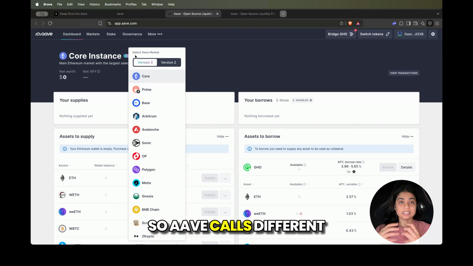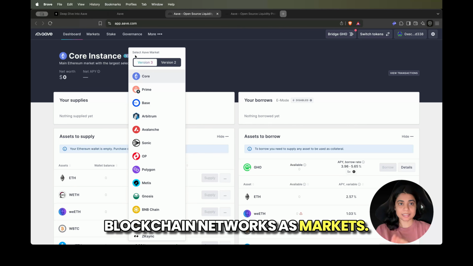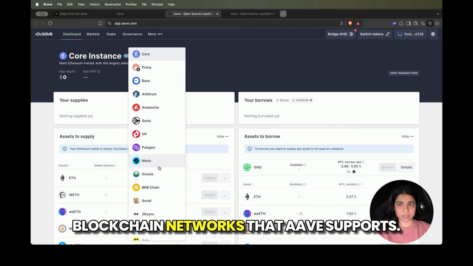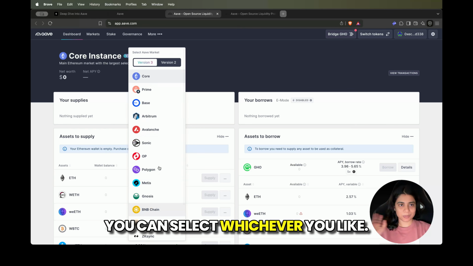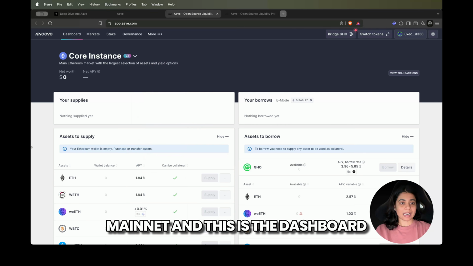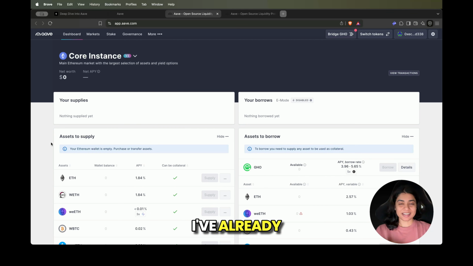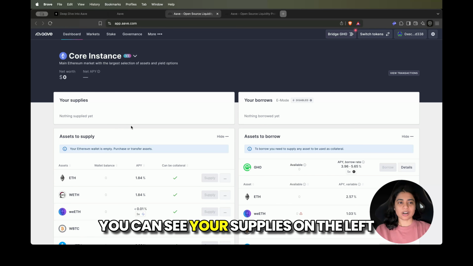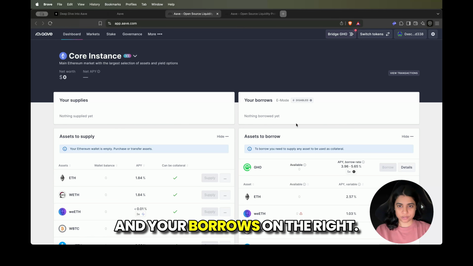Aave calls different blockchain networks as markets. You can see here different blockchain networks that Aave supports. You can select whichever you like. Here we are on Ethereum mainnet, and this is the dashboard for the user. I've already connected my wallet. You can see your supplies on the left and your borrows on the right.